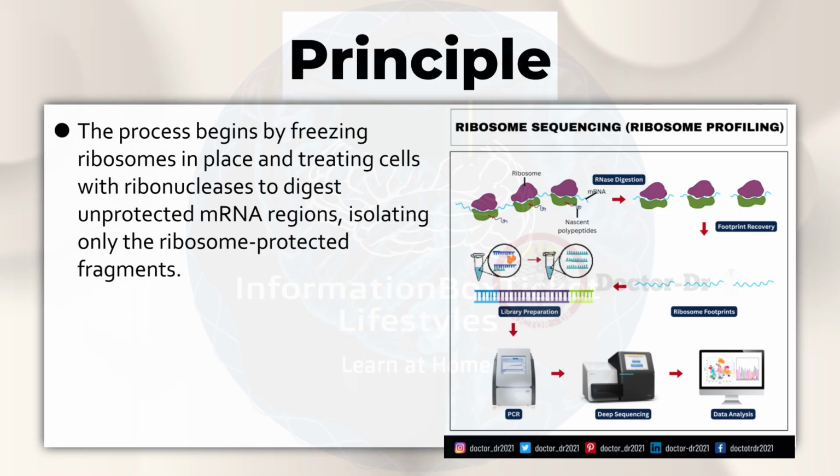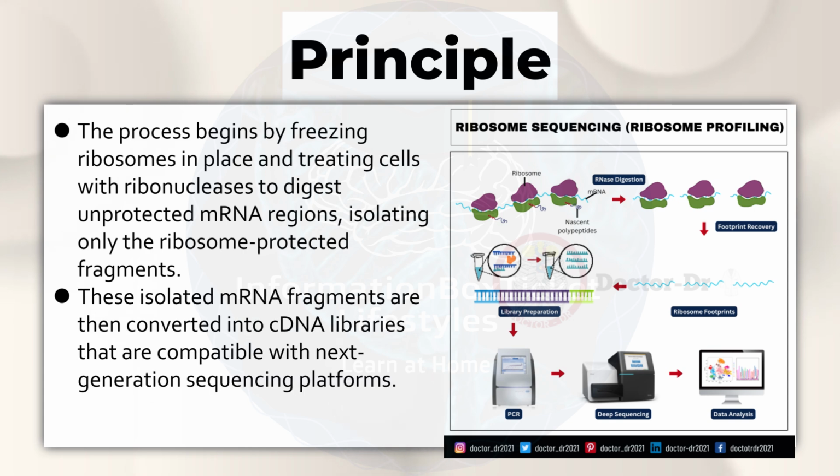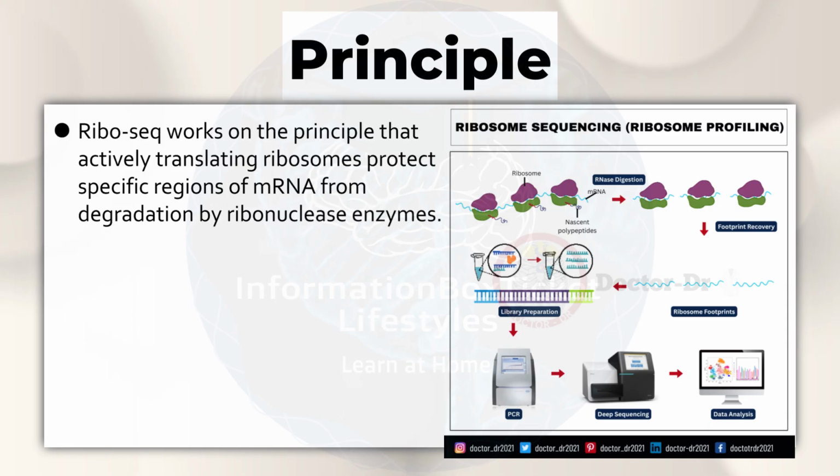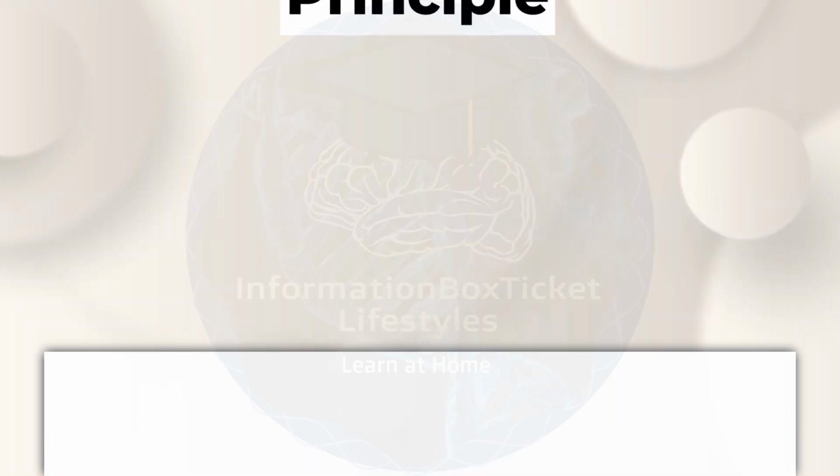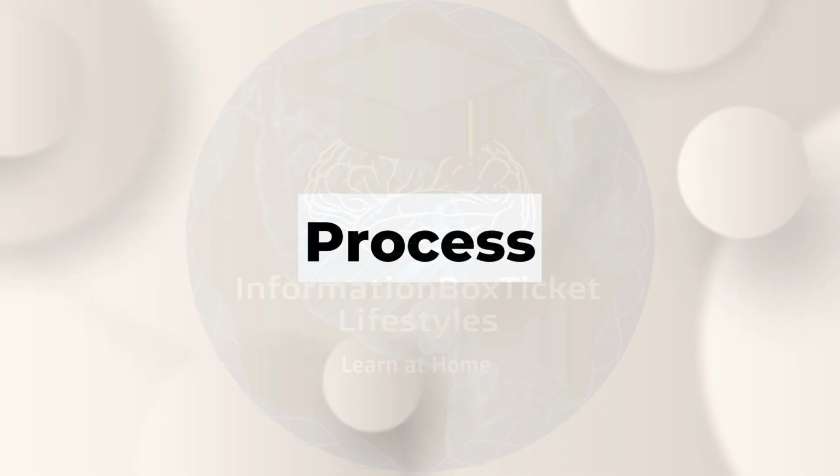The process begins by freezing ribosomes in place and treating cells with ribonucleases to digest unprotected mRNA regions, isolating only the ribosome-protected fragments. These isolated mRNA fragments are then converted into cDNA libraries that are compatible with next-generation sequencing platforms. The resulting sequencing data is analyzed to study translation dynamics at high resolution. Process of ribosome sequencing.